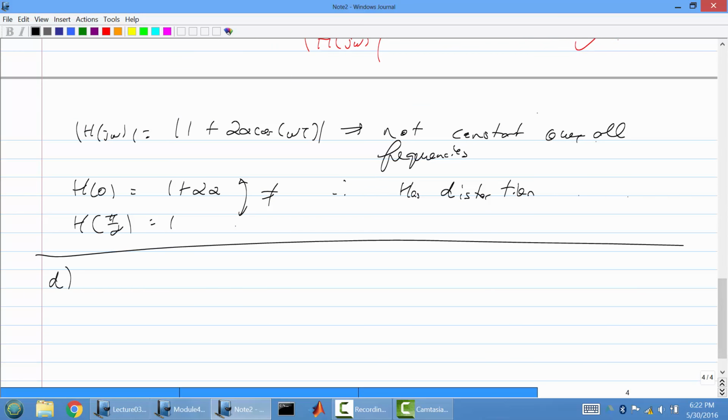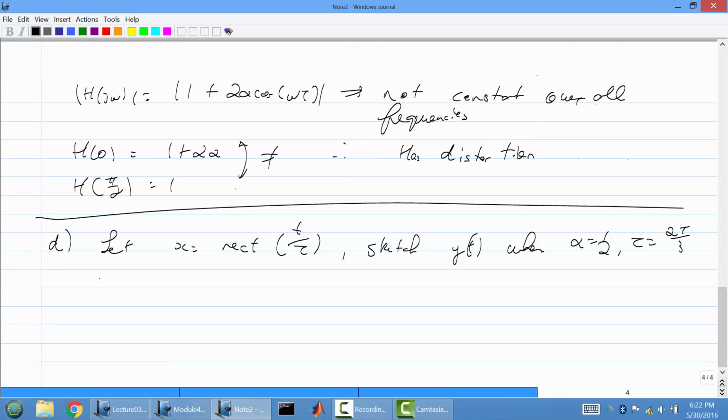The next question asks, if we let x equal rect of t over tau, they want you to sketch y of t when alpha is a half and when tau is 2t over 3.